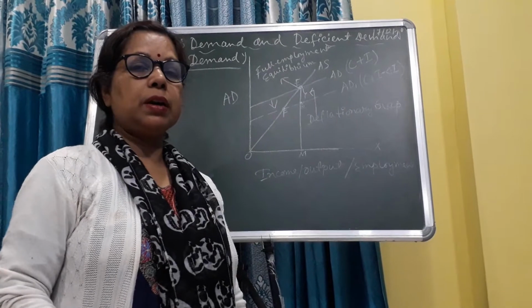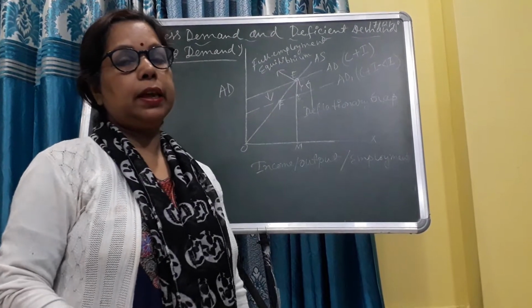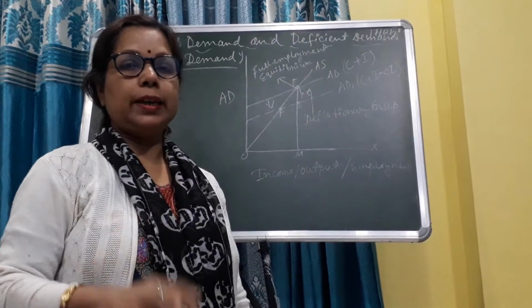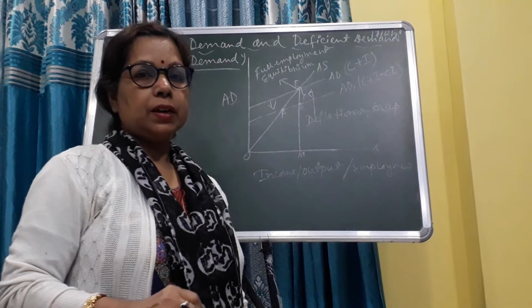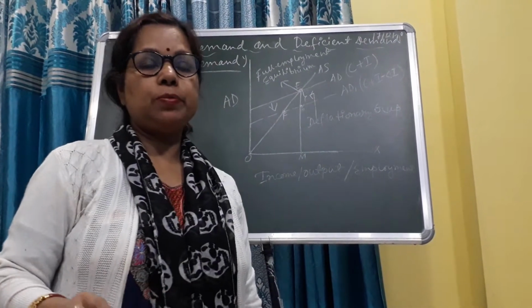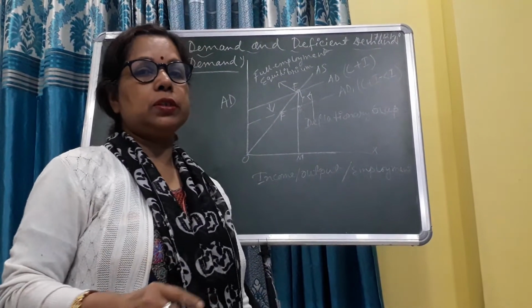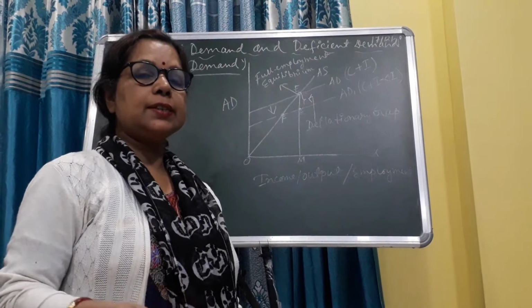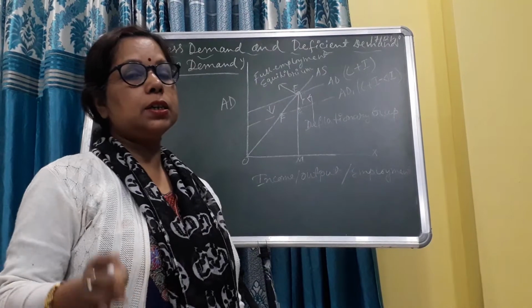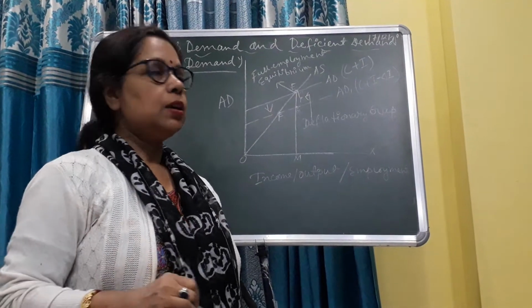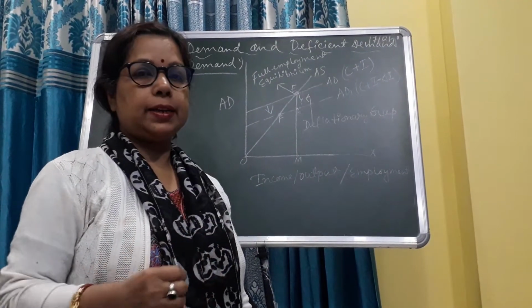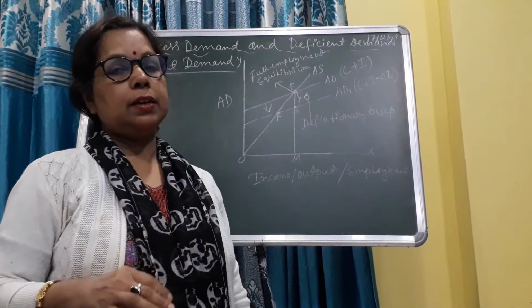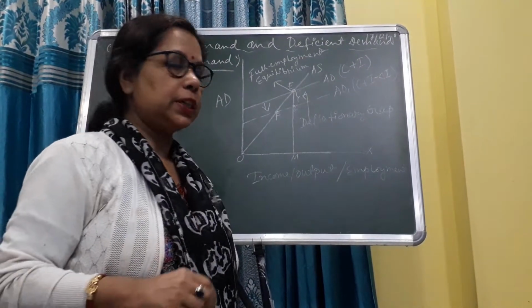So what is deficient demand? Deficient demand means when the aggregate demand is less than aggregate supply at the full employment equilibrium level, then this situation is called deficient demand. Deficient demand means a decrease in aggregate demand below aggregate supply. So I have drawn a diagram here, and with the help of this diagram I will explain this situation.